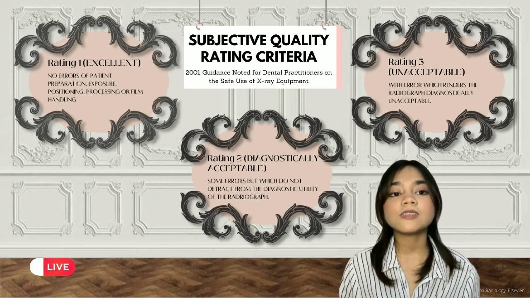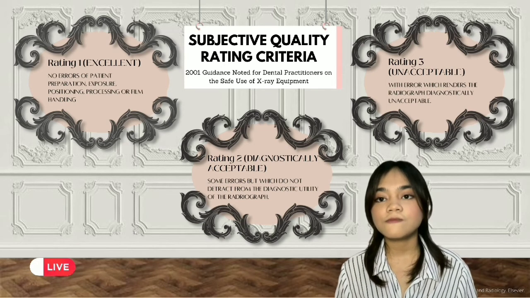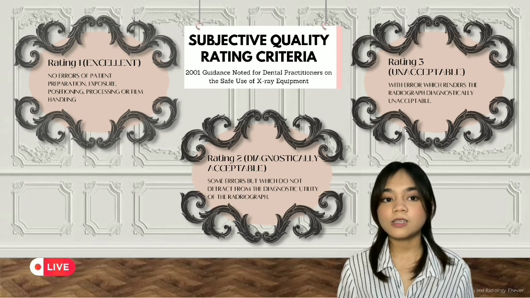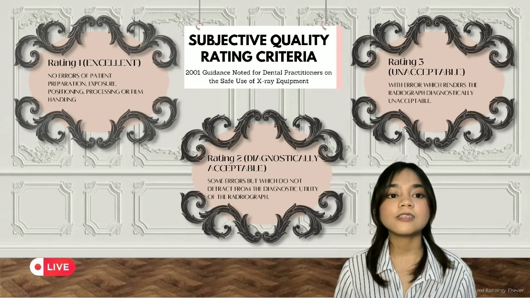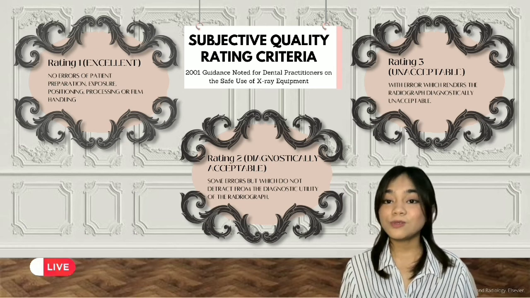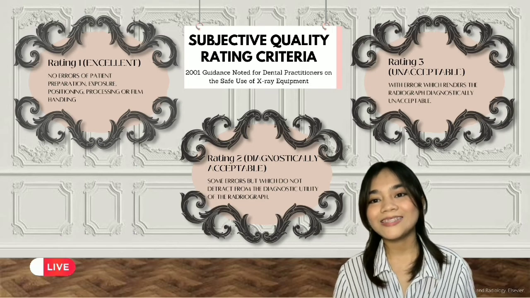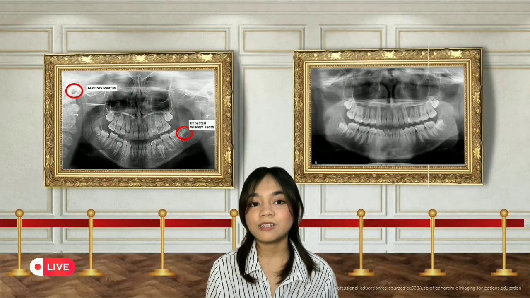So after the subjective rating of image quality, we now have to assess why the film or the radiograph was rejected. So there are different errors that we may encounter like patient preparation errors, patient positioning errors, and equipment positioning errors. And all these errors were shown to you earlier by Ms. Obediente, Ms. Chu, and Ms. Palagan. So now let's see some samples of panoramic radiographs.